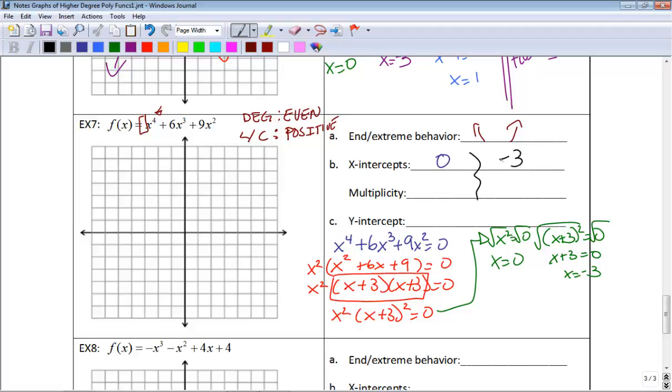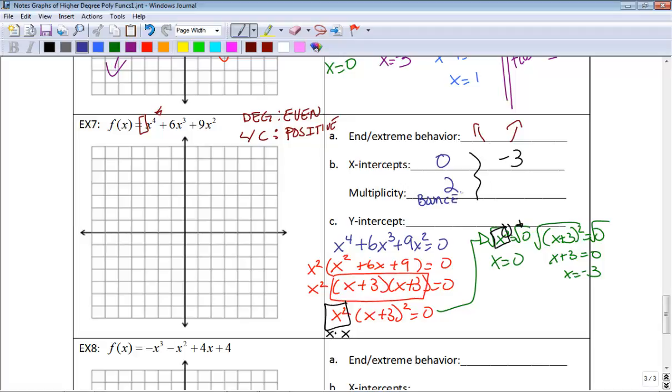Well, what is the multiplicity of 0? How many times is 0 a 0 for this function? Well, it was x squared, right? Couldn't I write x times x equals 0? Yeah, so how many times are you a 0 at that point? What are you raised to when you're equal to 0? 2. So you have a multiplicity of 2. So my x-intercept of 0 has a multiplicity of 2. What does that mean? Hey, I need a bounce at that point.